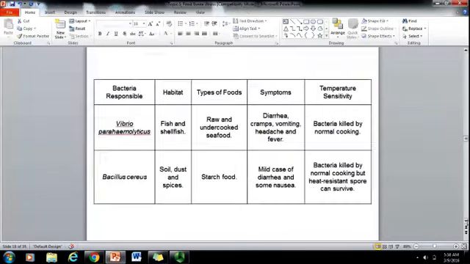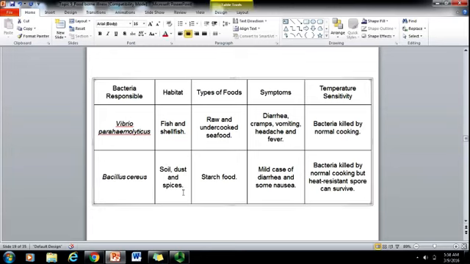And Vibrio is another of the food pathogens. Bacillus cereus that I've mentioned before. The reservoir is in the soil and in the spices. Beware of these bacteria. These bacteria love to inhabit starchy food, such as rice, right? Again, Bacillus cereus produces heat-resistant spores which can survive in high heat temperature.